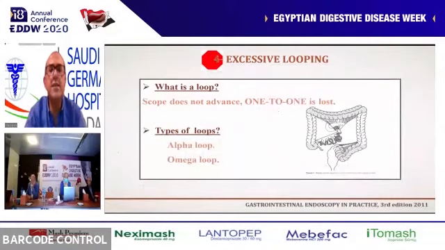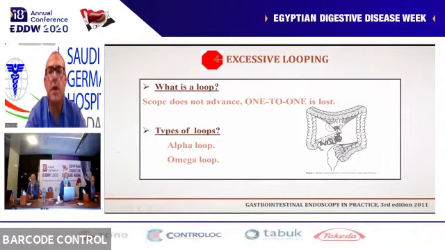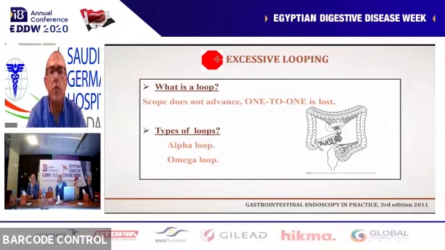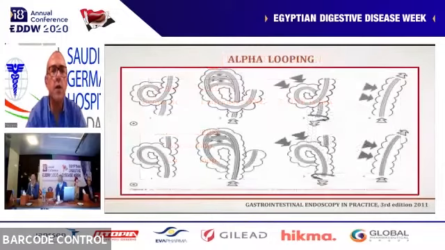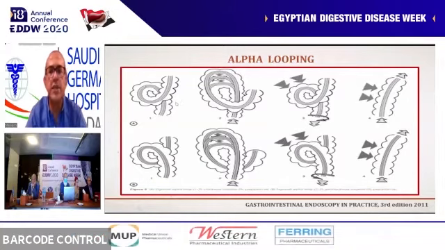So excessive looping is a problem during a colonoscopy. Why? Because of the presence of mobile parts of the colon, mainly the sigmoid and the transverse. So if you lose the one-to-one movement, you are in trouble, and you should think of a loop. We have the alpha loop, usually met in the sigmoid, either anterior or posterior due to the anatomical nature, and that can be overcome by just pulling back and straightening your scope.